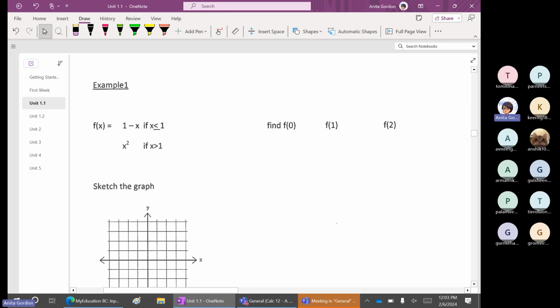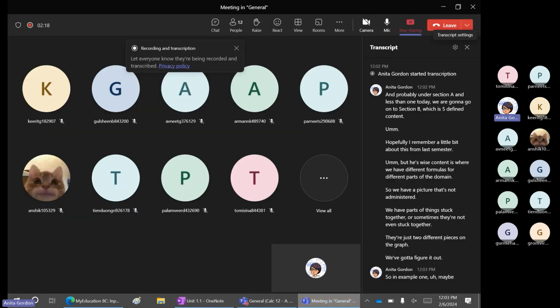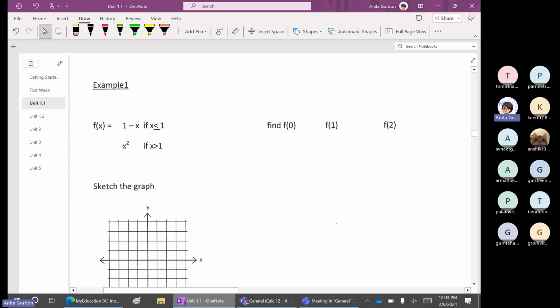So in example 1, make sure we are all muted, please. In example 1, we have a function, and these are the two pieces of the function. So we are asked to find what is the function at 0. So if x equals 0, essentially, what is y? Find the function at 0. So we go over here to the definition. 0 is smaller than 1, so we must use this side of the equation. So 1 minus 0, 1.